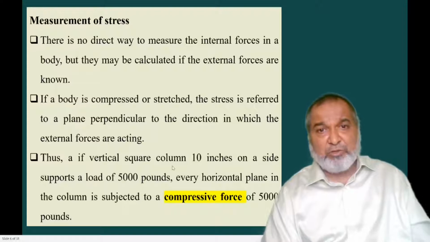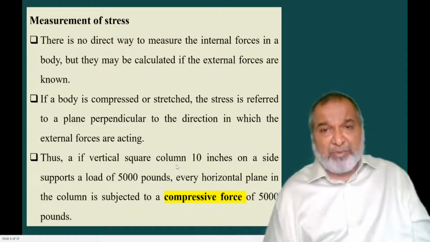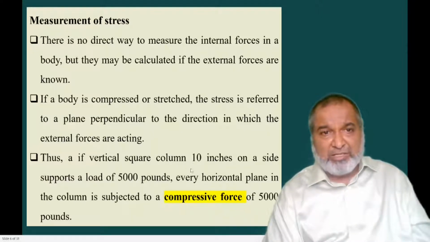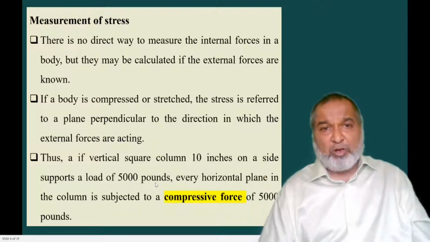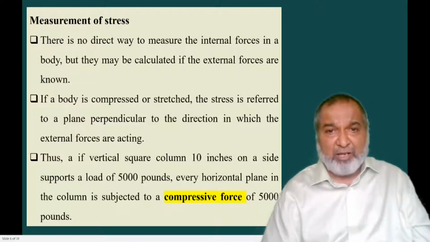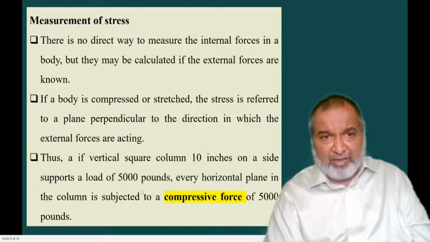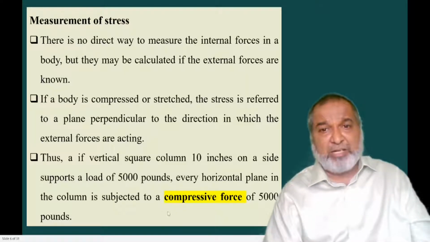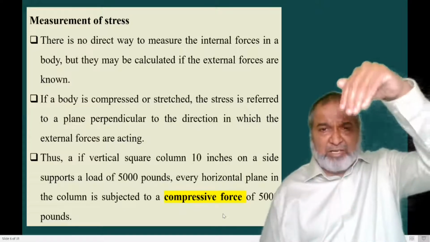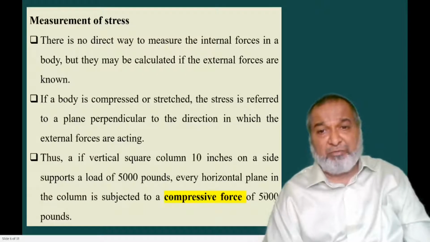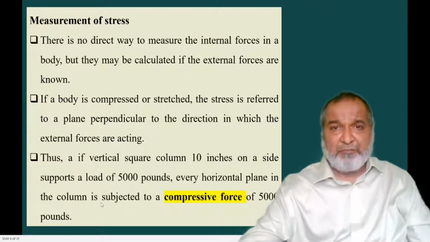Thus, if a vertical square column, now this is very important, see how they are calculated. A vertical column 10 inches on a side supports a load of 5,000 pounds. So every horizontal plane within the column is subjected to a compression, because the pressure is exerted from the top and bottom. So there will be a compression force of how much? 5,000 pounds. This is the way we calculate it.